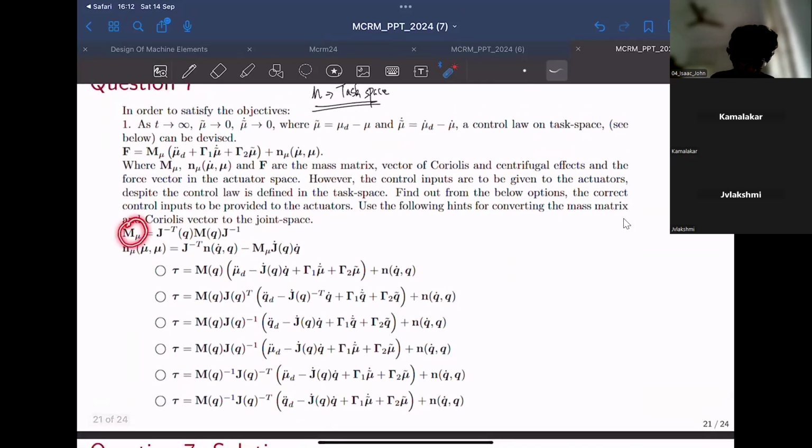So the left-hand side M of mu is the mass matrix in task space, and M of q is the mass matrix in joint space. N of mu is the Coriolis vector in task space, and this is the Coriolis vector in joint space.